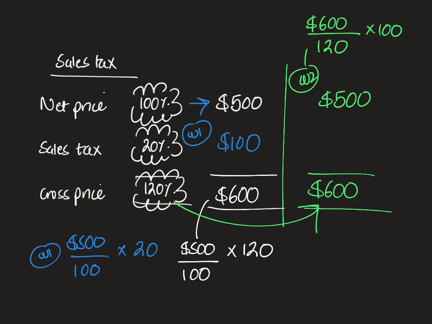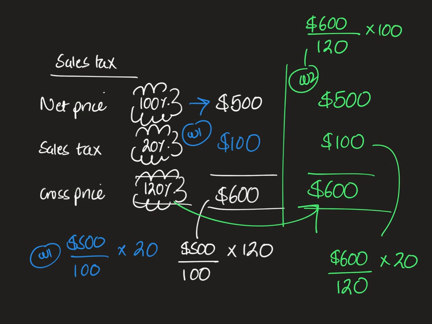Now, we could just use our basic mathematical skills to work out that the sales tax, in order for this structure to be true, must equate to 100. It's the same as also saying 600 divide by 120, which will give us 1%, multiplied by 20, and you also get the 100. So hopefully that gives you a good idea about how we can calculate figures where sales tax is involved.